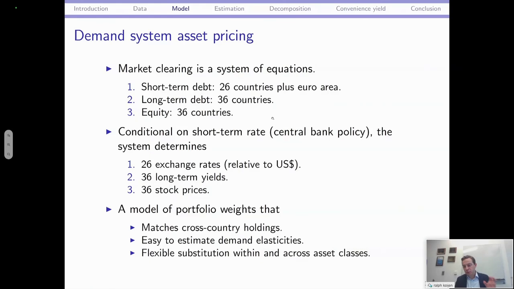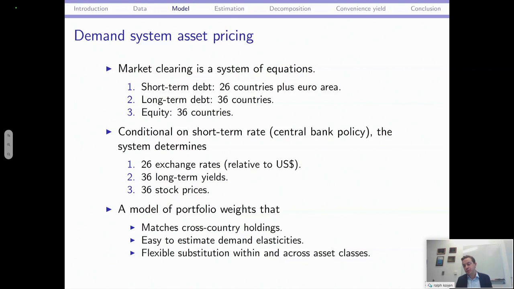Now, the assumption that we're going to make, which is going to be important in interpreting some of the results, also from a policy perspective, is that the central bank is going to choose the short rate. So we're going to take that one as given. But if you take the short rate as given, then you don't naturally have the market clearing equations anymore for short-term debt. And so for short-term debt markets to clear, something else has to adjust.